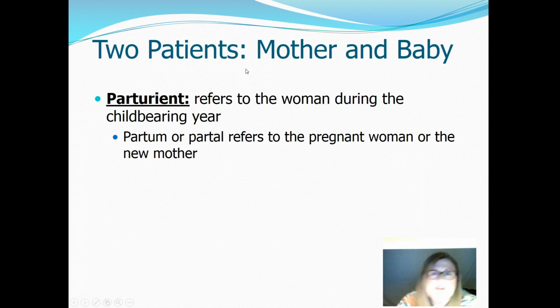There are 2 patients. I've seen this word pop up on NCLEX: the parturient. It refers to the woman during the childbearing year. So sometimes on questions, they'll say the parturient, and you have to know that that's the mom during the childbearing year. She has some risk for DVT, thrombosis, because of elevated estrogen. And of course, she has risk for depression. This can be anytime during the pregnancy or after the pregnancy.